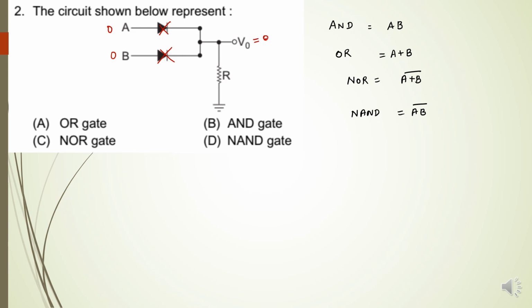And next I am going to apply A equal to 1. So A equal to 1 means the first one is conducting. The first is conducting, so current flows through this, and we get the output V0 as 1. So this looks like an OR gate. Here option A is correct.